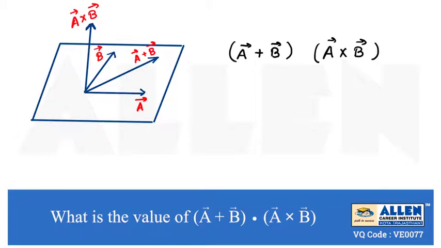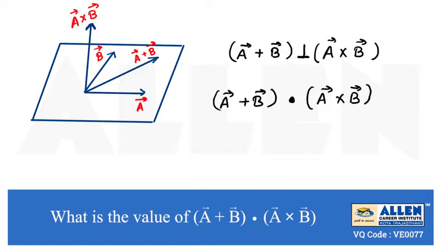Now here we have to find the dot product. According to the figure, we can see that a vector plus b vector, which lies in this plane, is perpendicular to a vector cross b vector, because a vector cross b vector gives a result perpendicular to the plane. Now according to our question we have to find the dot product of these two, and we know that if two vectors are perpendicular to each other, then their dot product will be 0.